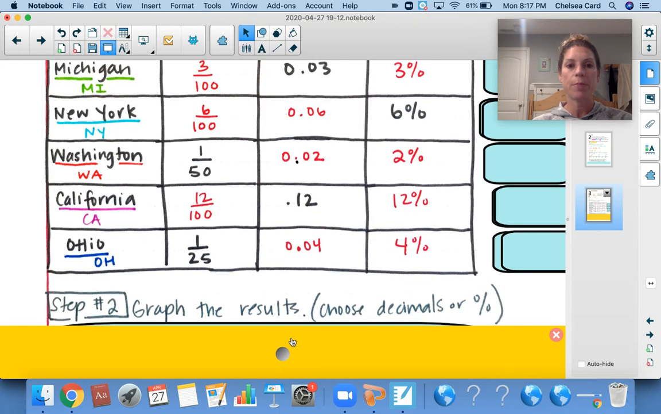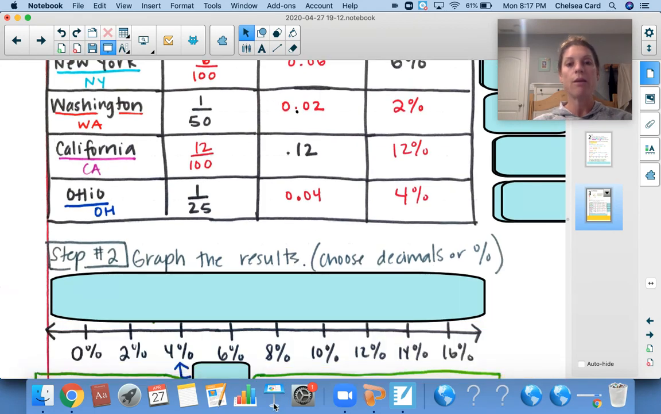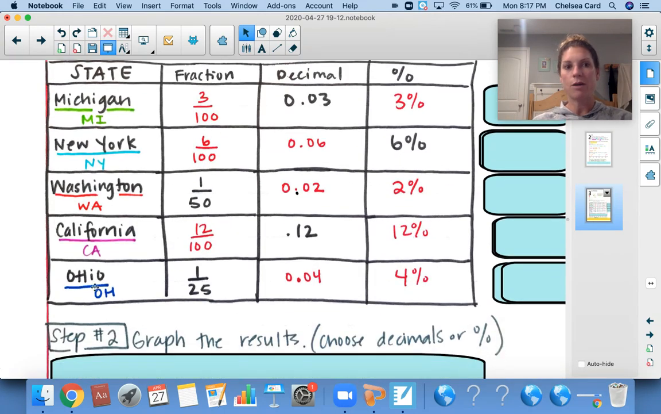So here we go. What do they give us? Okay, so we have percents. So we're just going to put our percents where they are. I use the colors, and I also use abbreviations because it's easier to put on this number line. It just keeps it cleaner. So Washington is 2, New York is 6, Michigan is 3, California is 12, and Ohio is 4.